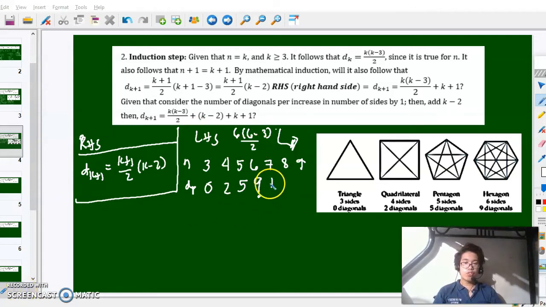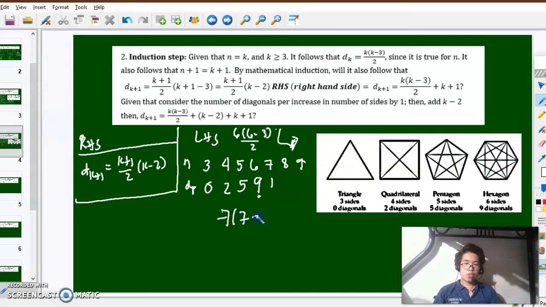So let's try to solve for the value of 7, so that's going to be 7 times 7 minus 3 all over 2. 7 minus 3 is simply 4, and 4 times 7 is simply 28, and 28 divided by 2 is 14. So that means a heptagon has 14 diagonals. And for 8, that's 8 minus 3, so that's 5. 5 times 8 is 40, and 40 divided by 2 is 20.